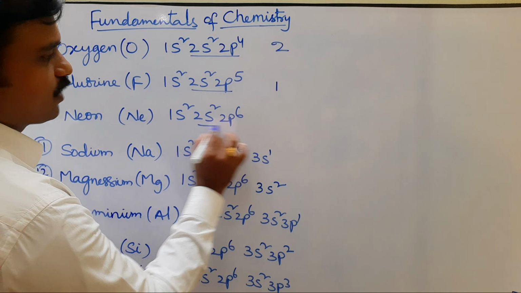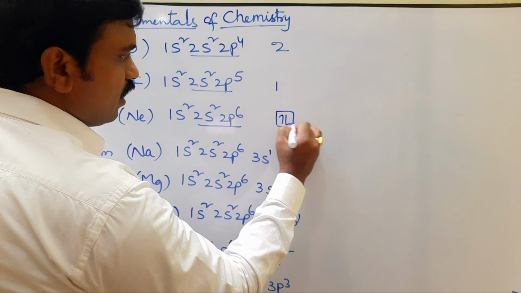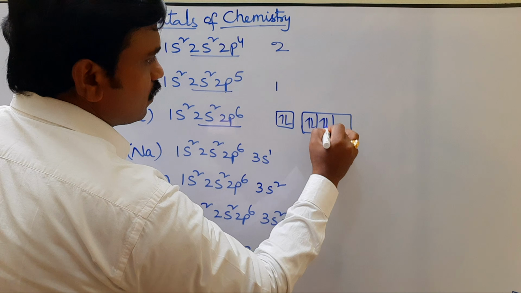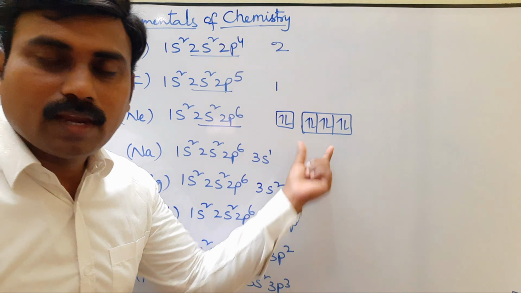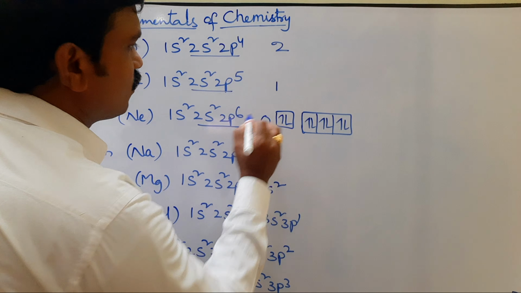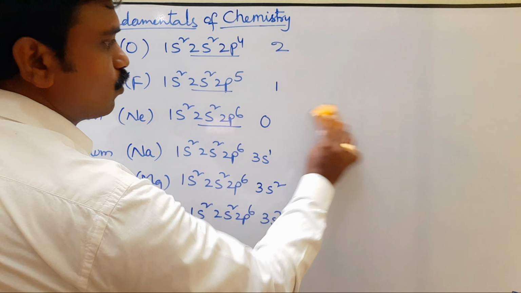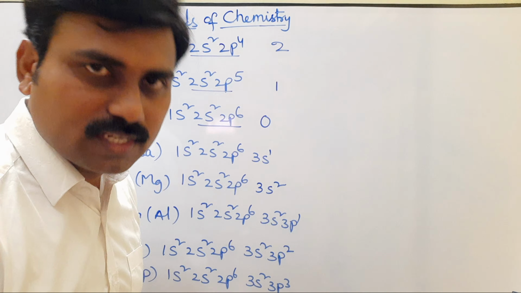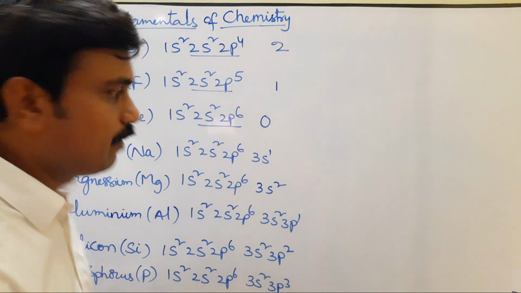Neon actually has 2s2, 2p6 configuration. In the s level it has a pair and in the p level it has 3 pairs of electrons. So there are no unpaired electrons in neon. That's why it is a noble gas, and the valency of neon is 0. All the noble gases are also called zero group elements because their valency, electronegativity, and electron affinity values are 0.